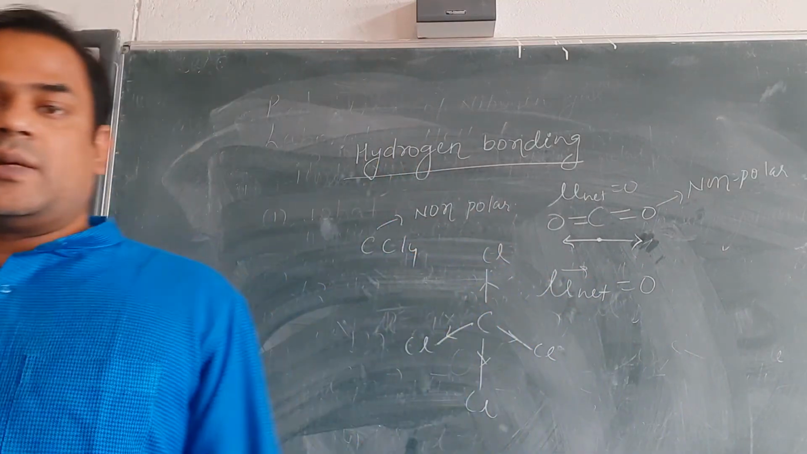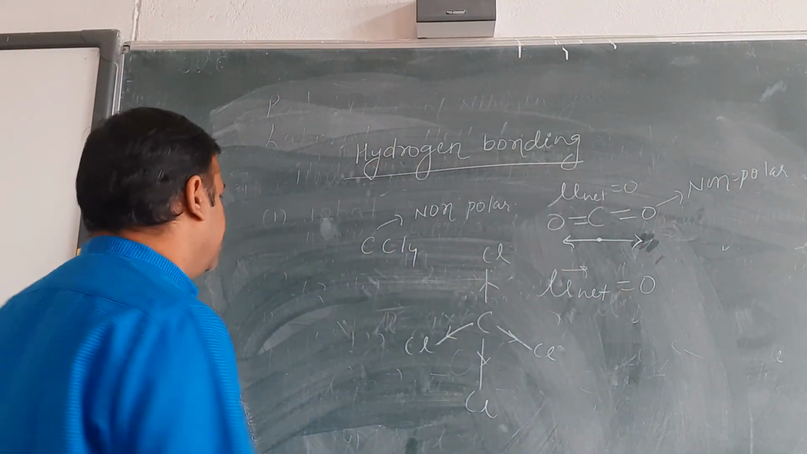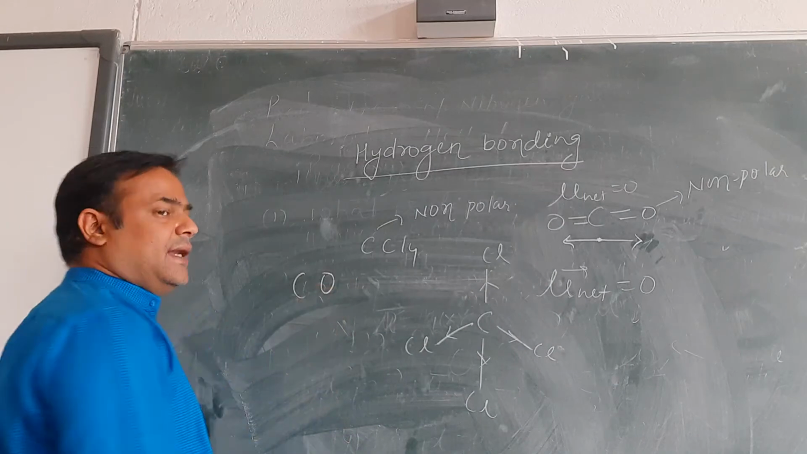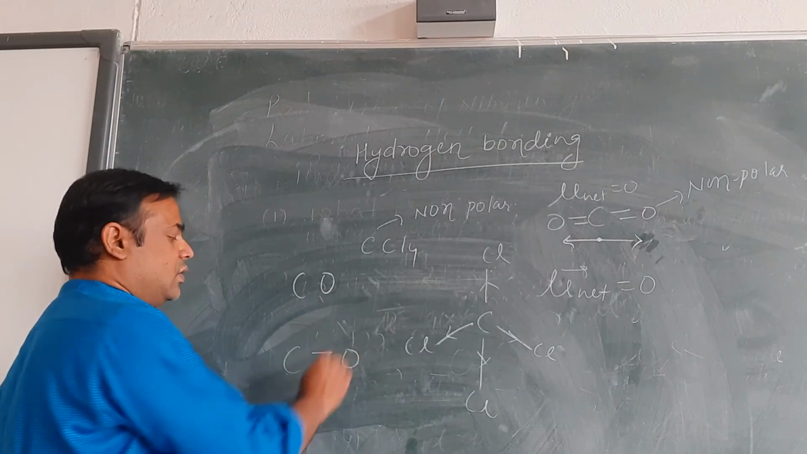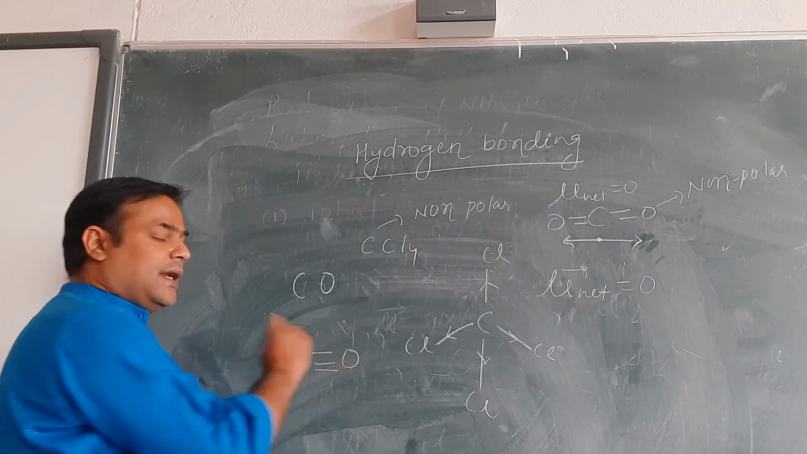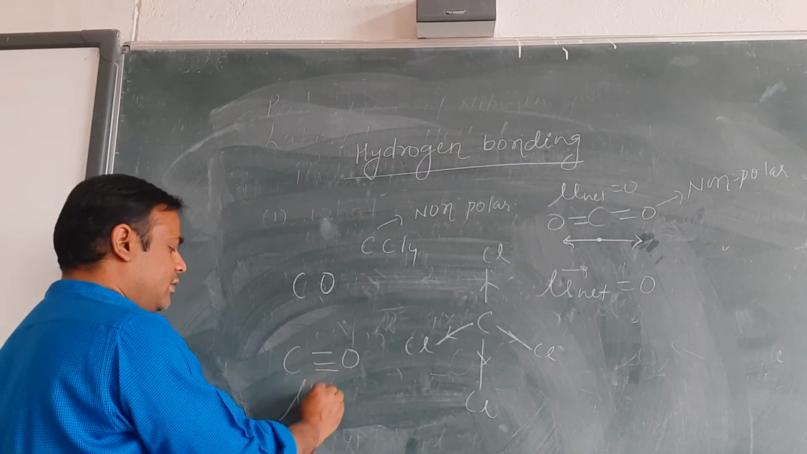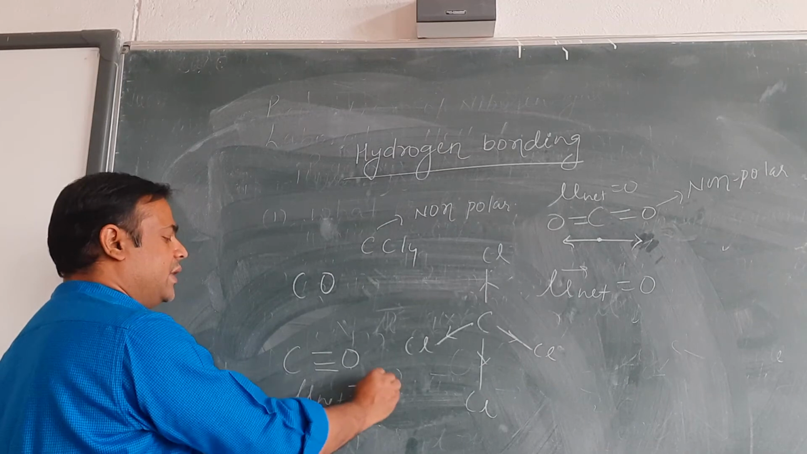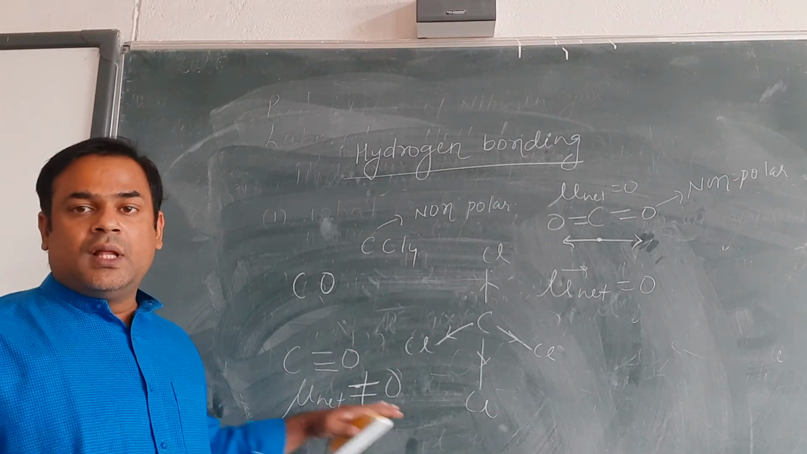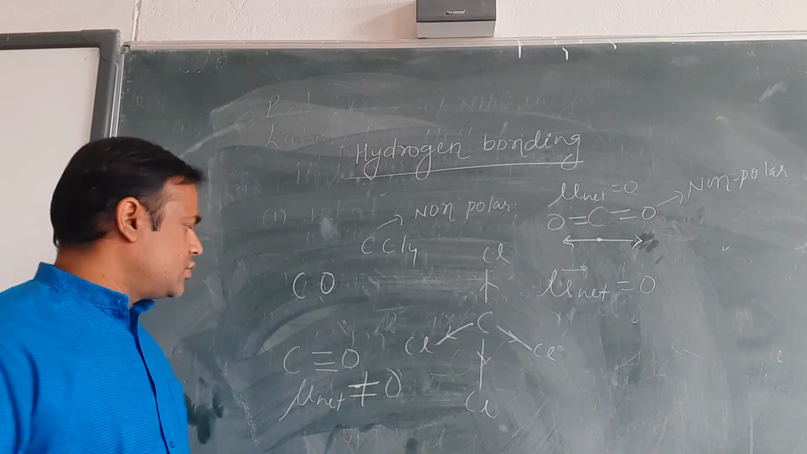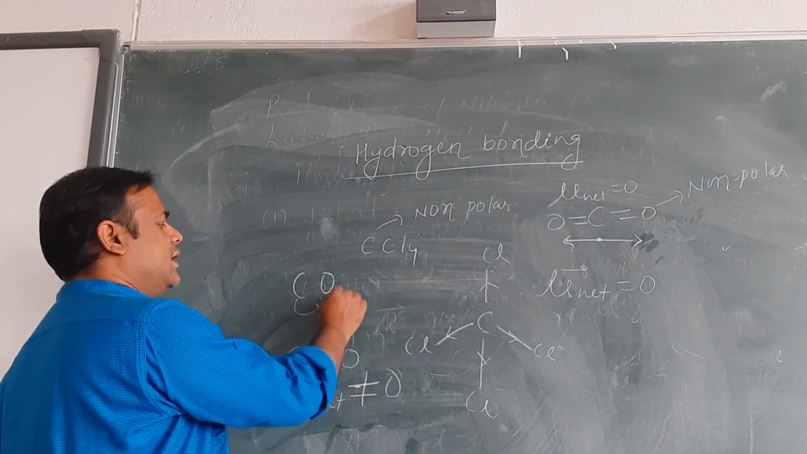But if we take the example of CO, carbon monoxide, then in this case the net dipole moment will not be equal to 0. Mu net will not be equal to 0. As mu net is not equal to 0, it is polar.